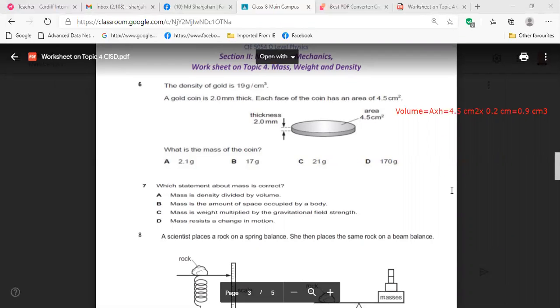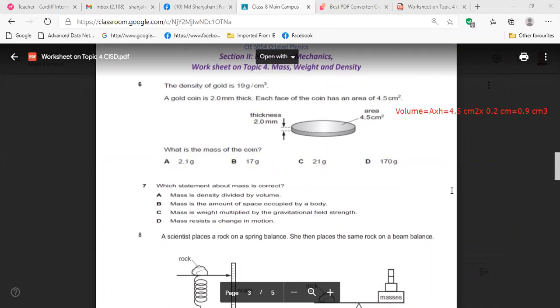The amount of space occupied by a body is not mass, it is volume. So you take this note. It's a very important point. Are you writing? The amount of space occupied by a body is not mass, it's volume. Adrita said it, so you should take this note. It's very important information.